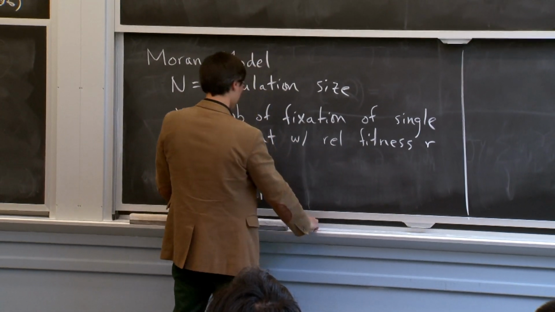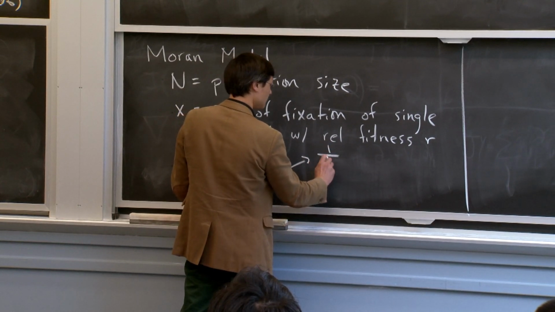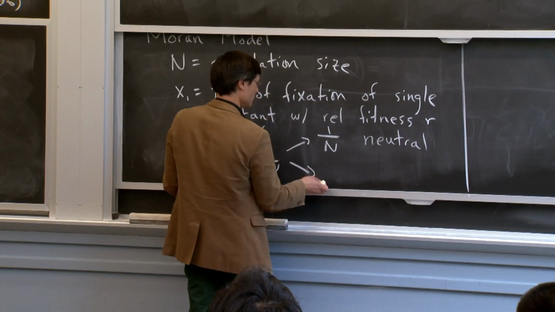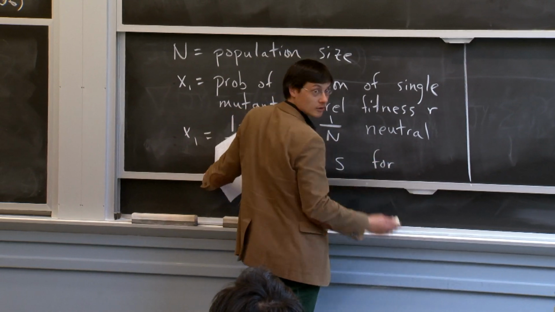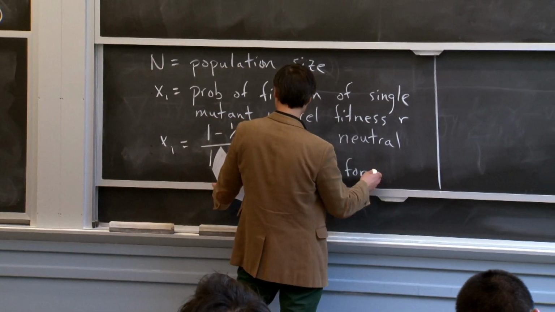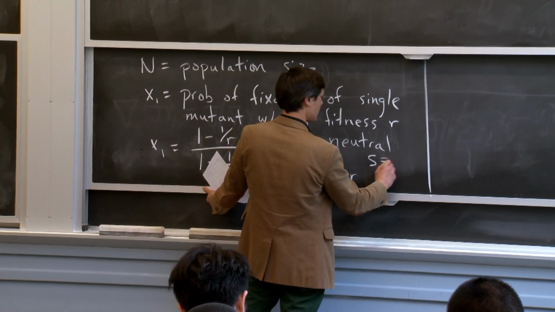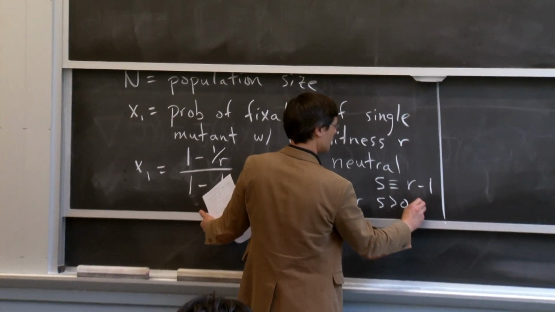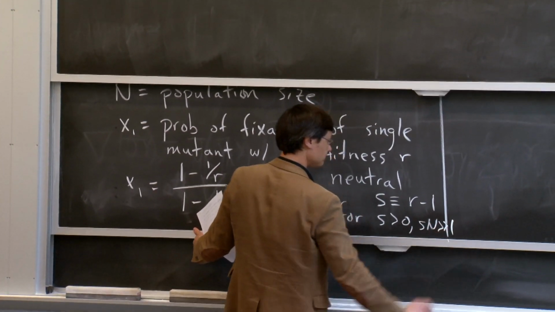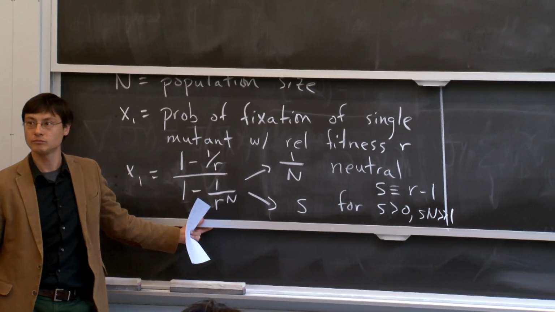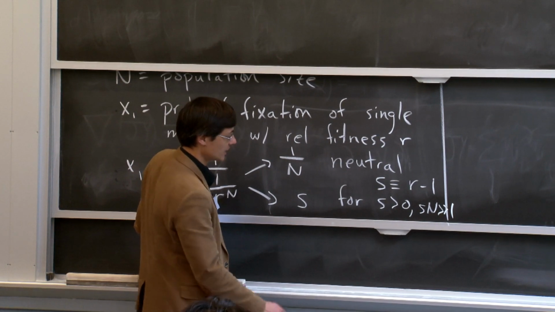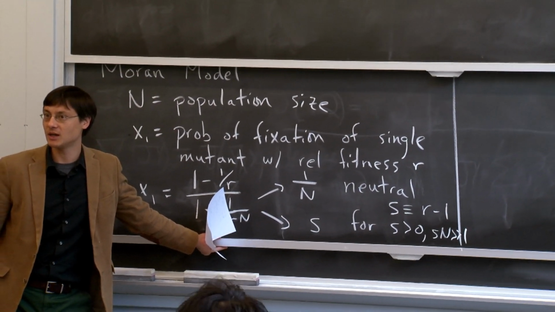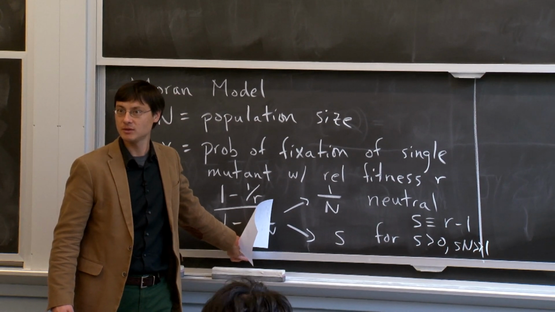Okay. Right, so here what we found is that there are two limits that we might want to keep track of. This thing goes to 1 over n for neutral mutations. And it goes to s for moderately beneficial mutations, where s is defined as r minus 1. So it's this for s greater than 0, but for s times n much larger than 1. I guess this already says that s is greater than 0, so we could ignore that. Okay. Are there any questions about this before we get going to practice using it?